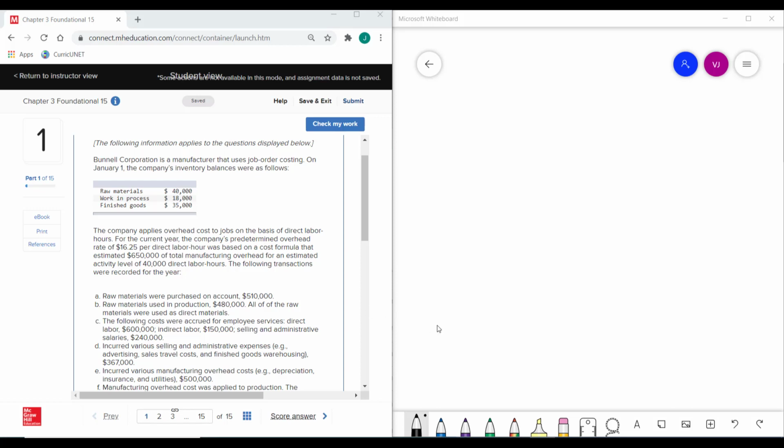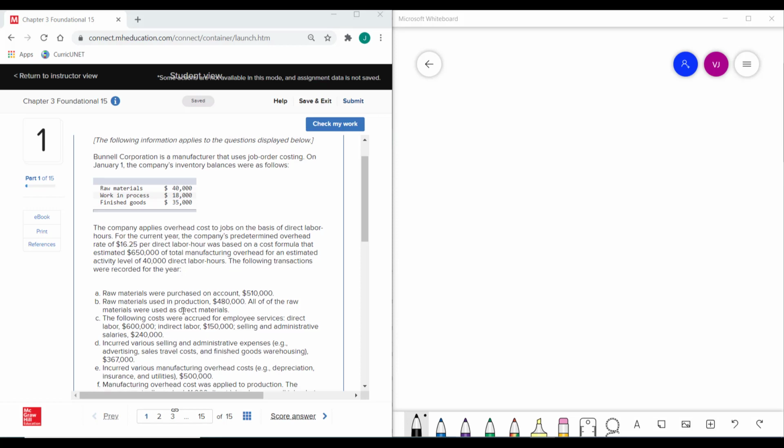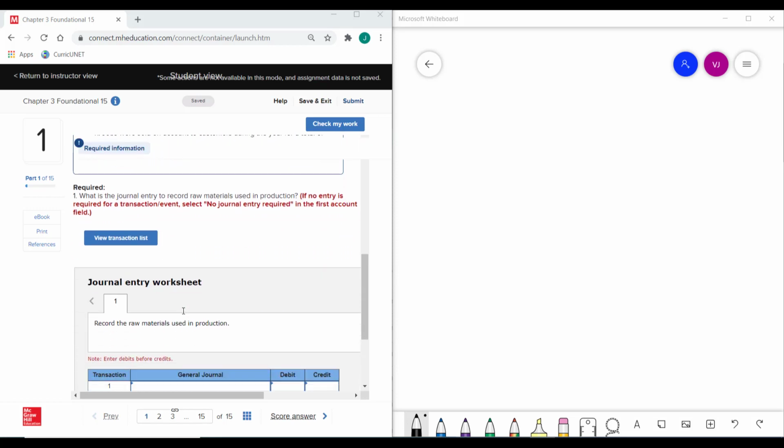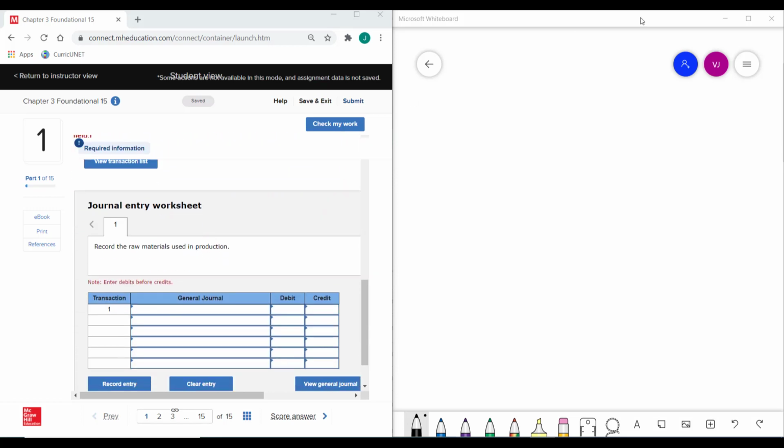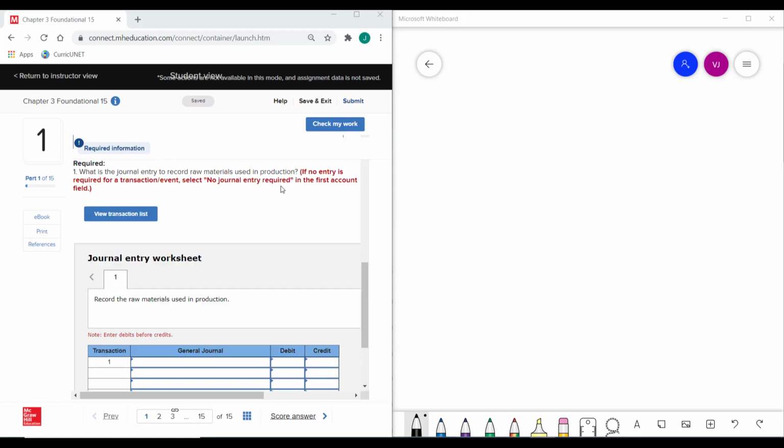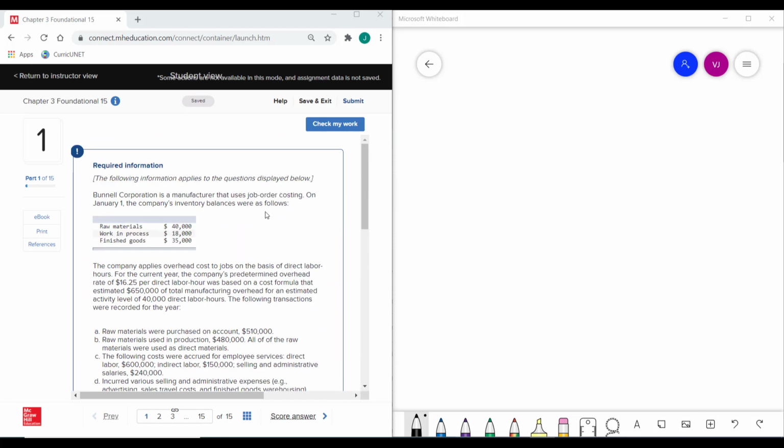Hi class, in this video we're going to do the Chapter 3 Foundational 15. So we'll go ahead and just work this out of Connect, and as necessary we will do some work here on the right hand side. So this is Bunnell Corporation. It's a manufacturer that uses job order costing.